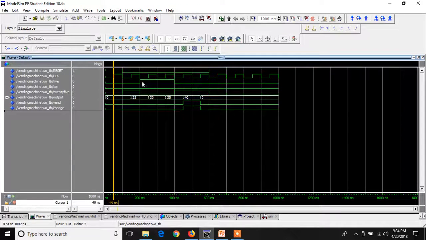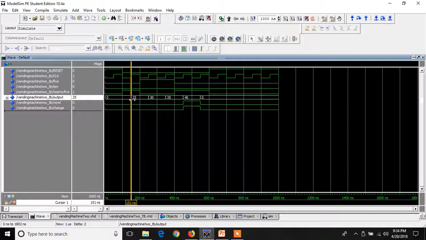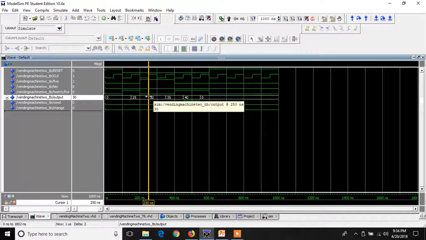So it starts from here. Reset is 1, so nothing is happening. And then as soon as that reset is gone and the first clock edge comes, I have inserted a 25 cent. So it goes to the 25-cent stage. And then after the 25-cent stage, I insert a nickel, goes to 30 cents.